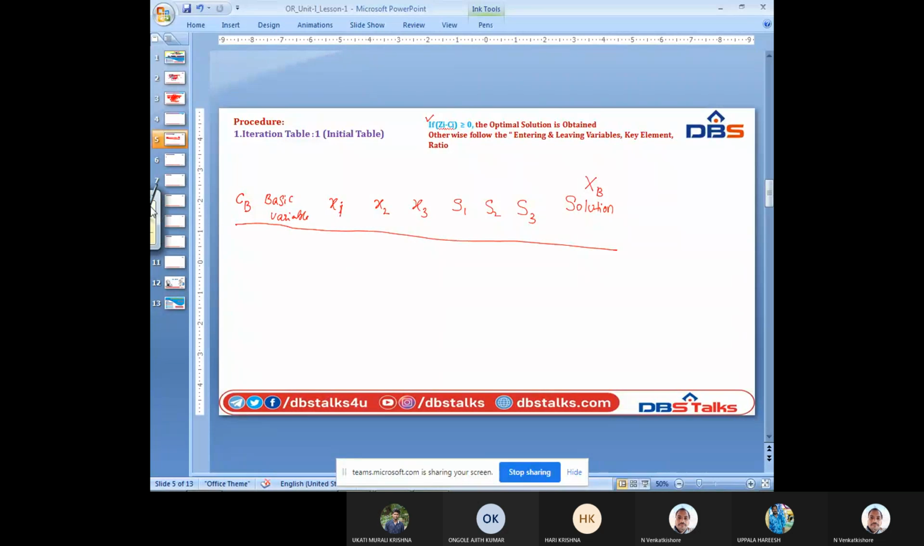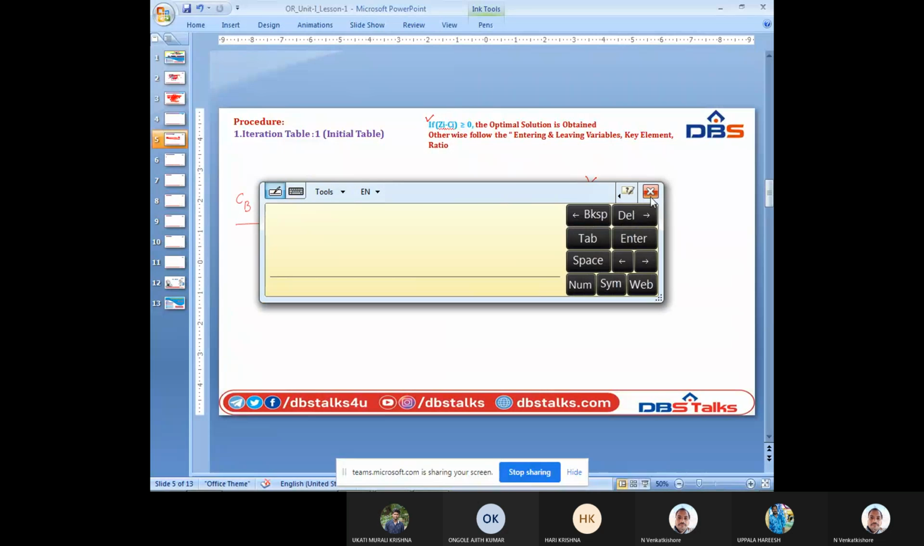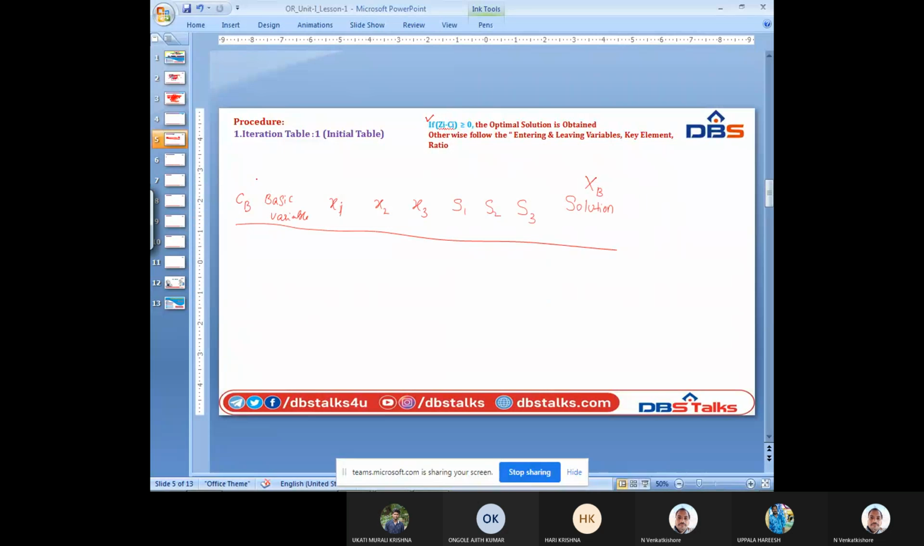Then again, after that, over the table, cj. So in the table the values are constant. CB is always constant, the basic variable is also constant, and cj is always constant. But here, the function we are having is based on the standardized form.